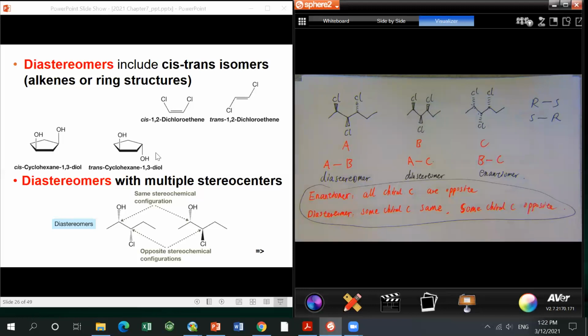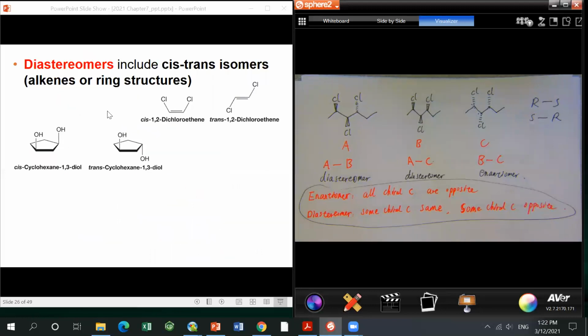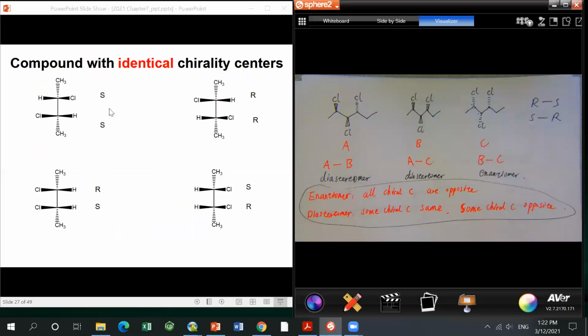So far, for diastereomers we talked about two chiral centers with different attachments: chlorine, bromine, hydrogen, OH, methyl. But when we come to a molecule with multiple stereocenters that have the same attachments, we call them identical chiral centers, and the situation gets more complicated. For example, this molecule has two chiral centers: one has hydrogen, methyl, and chloride attached, and another one also has hydrogen, methyl, and chloride. So we call these identical chiral centers.